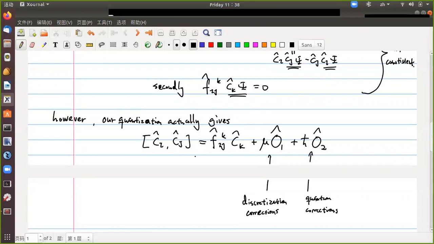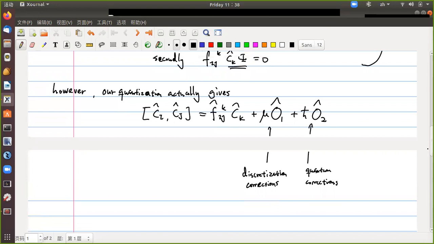And secondly, because of the quantization, something that classically is commutative, two functions that commute, becomes non-commutative at the quantum level. That's why you get another correction, a quantum correction of order h bar. So here it is, our actual situation. These two terms are usually called anomalies. The term proportional to h bar is called quantum anomaly, and the term proportional to mu is called discretization anomaly.